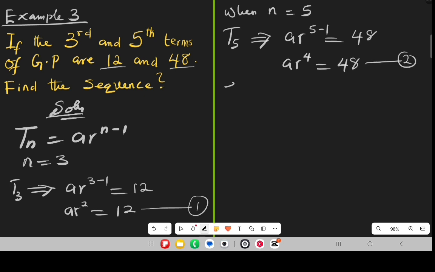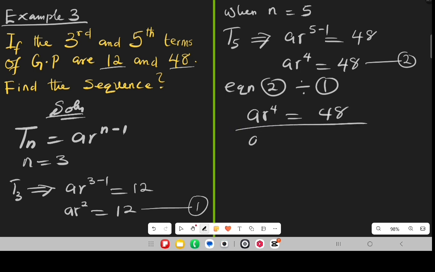Now we say equation 2 divided by equation 1. That is ar raised to the power of 4 equal to 48 all over ar raised to the power of 2 equal to 12. We cancel a, and r raised to the power of 4 over r squared will give us r squared equal to 48 divided by 12, which gives us 4.